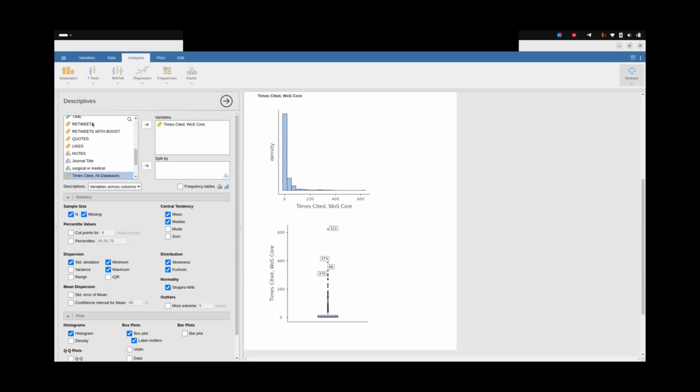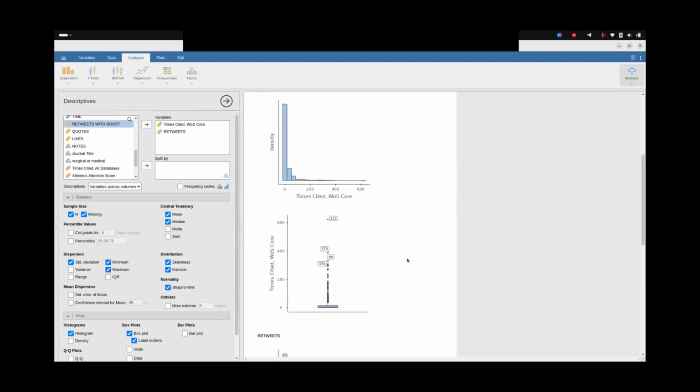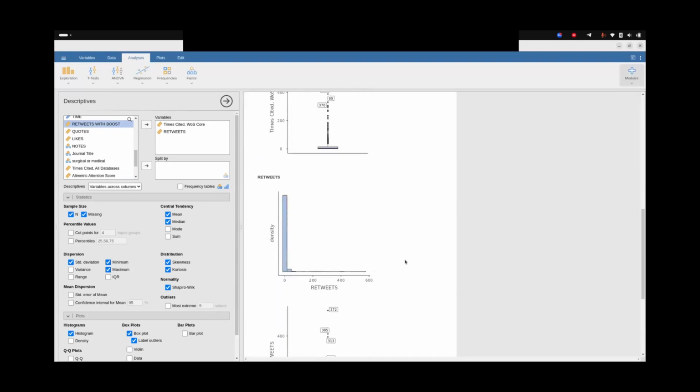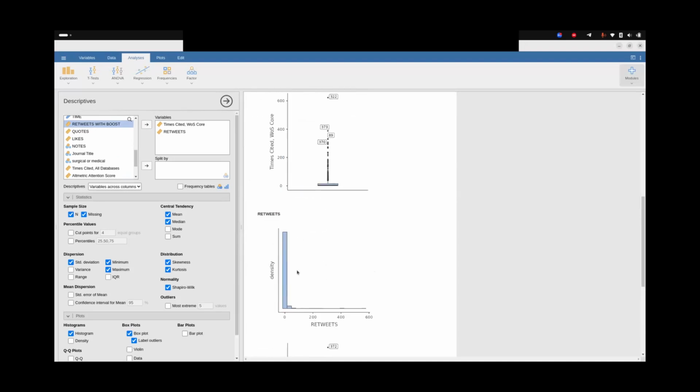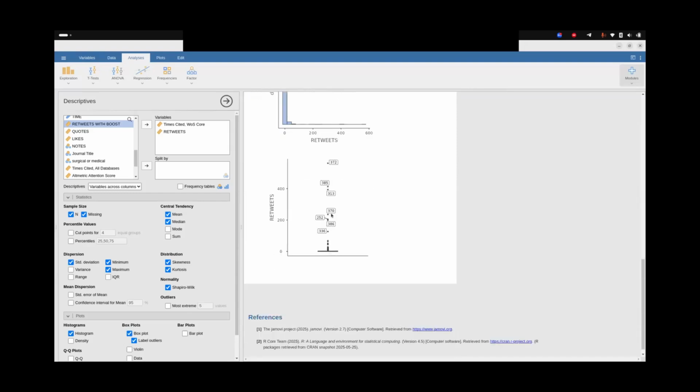Let me give you a more extreme example. Jamovi is very smart. All I need to do is just do that, and it will redo the same for everything, including giving me retweets just here. So you can see how kurtosis for retweets is massive, and skewness is also very high. And if you look at the histogram, it is even more to the right than times cited. And so does the box plot.